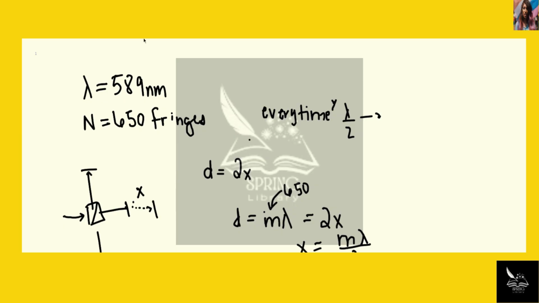And I'm just going to double check that that's what they wanted. So let's go ahead and calculate that. So I wonder if I can do this one in my head. Oh no, 589. So 650 times 589 divided by 2 times 10 to the minus 9. So then that's 1.9 times 10 to the minus 4. And let me get the third sig fig. 1.91 times 10 to the minus 4.